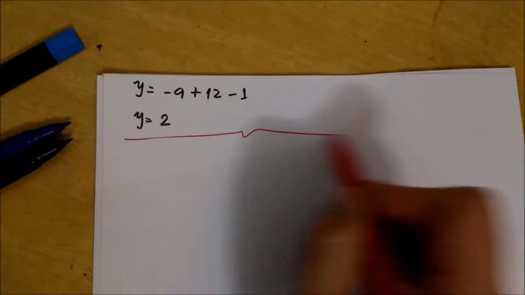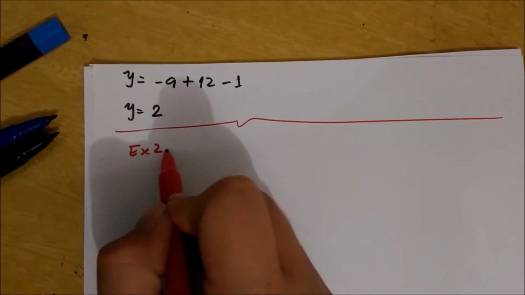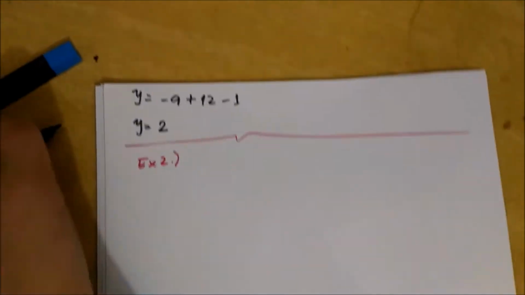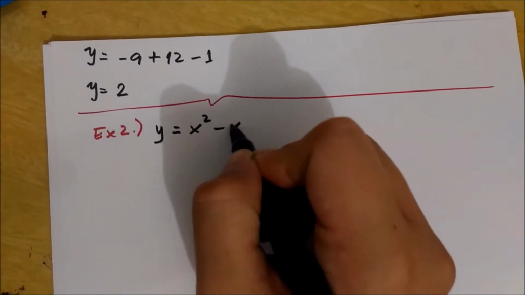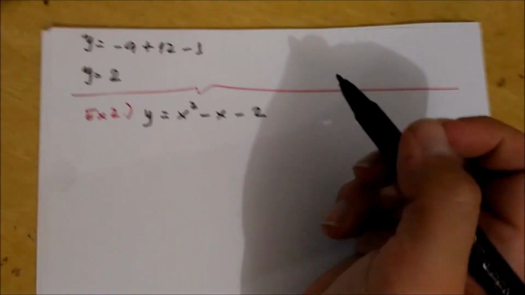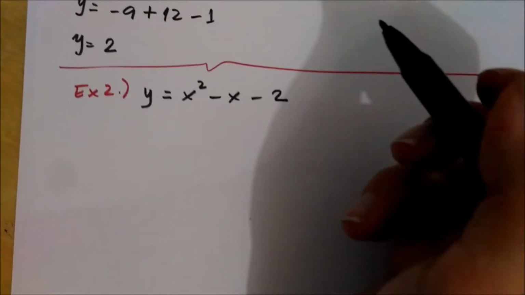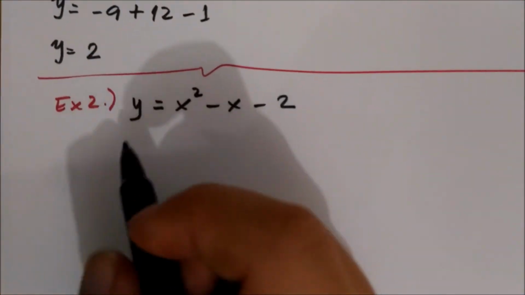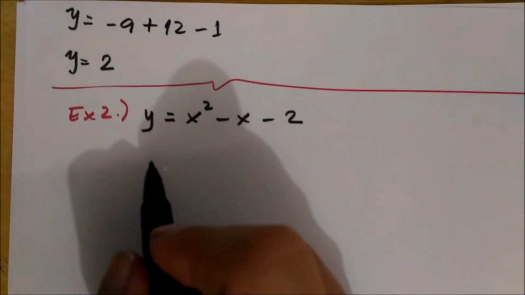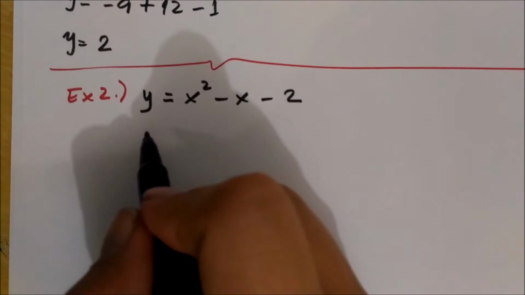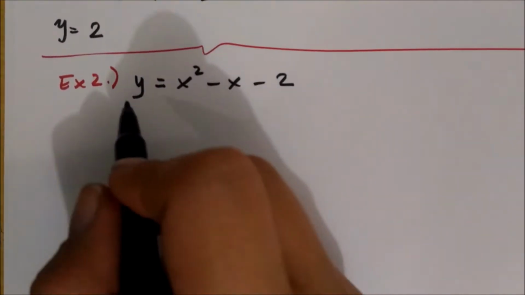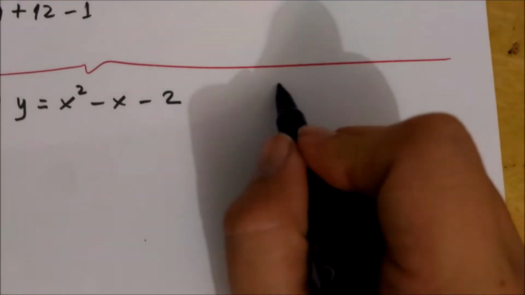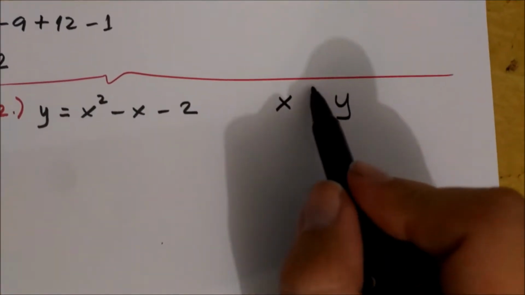So, example number 2 is gonna be y equals x squared minus x minus 2. Okay, good to go. So I want to graph this. I know that I have to guess numbers for x so I can find y. And if I have x and y, I have ordered pairs. So let's draw a beautiful table.